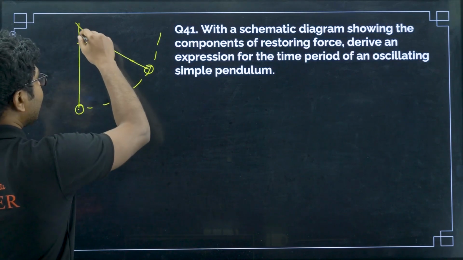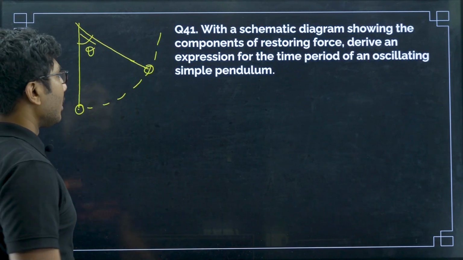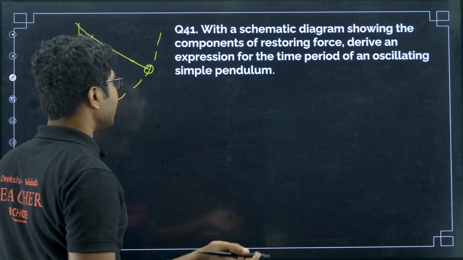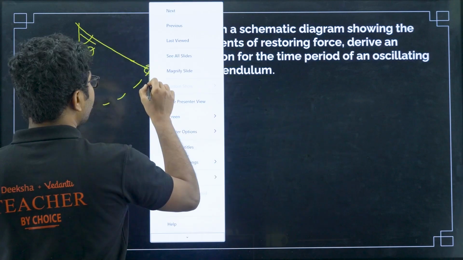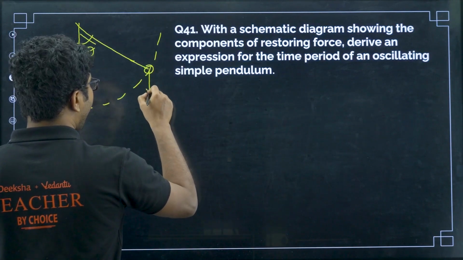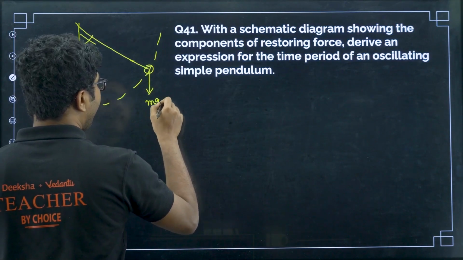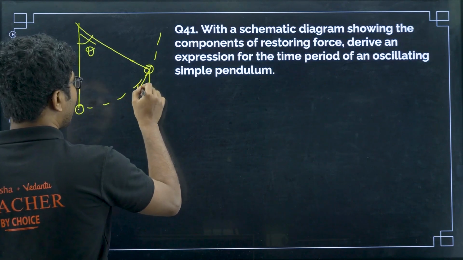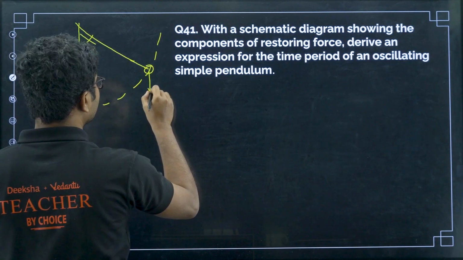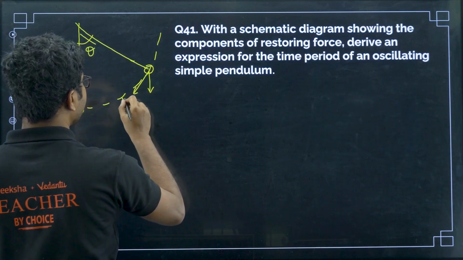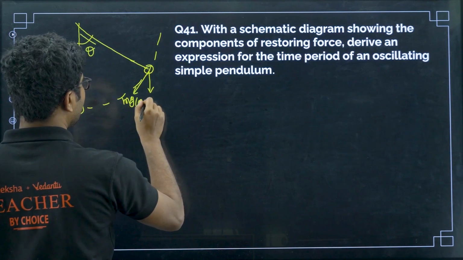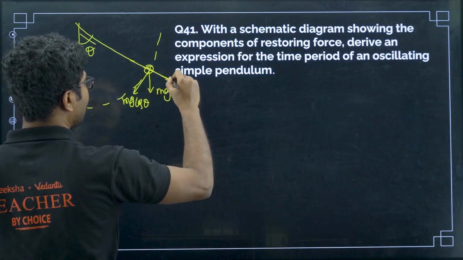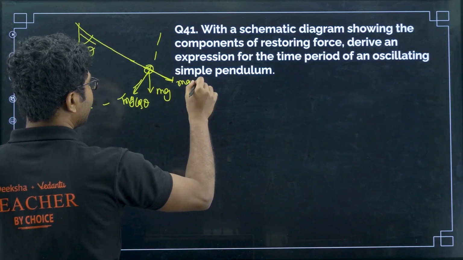Suppose this is a position where the pendulum bob is located. Now at this position what are all the forces acting on it? Okay, so first of all there is a force mg of the bob. Then that mg has 2 components, one is along this direction, mg cos theta, and another one is in the perpendicular direction, that is mg sin theta.